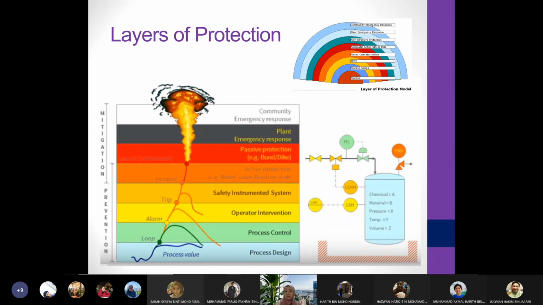All right, layers of protection. We've talked about this before, so let me just recap here. The layers of protection that you can have. Let's say just one vessel, for example, a reactor. First of all, the protection starts way before you even have that reactor. It starts from the process design.